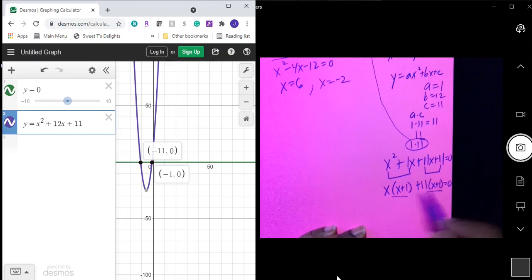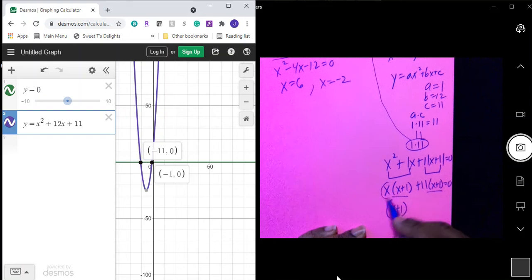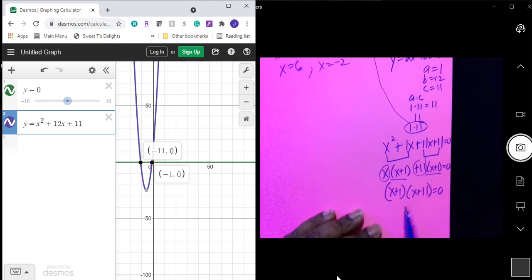So we would take one of these two, which would be x plus 1, and then everything that's on the outside, we will put in its own parenthesis. So the factorization of this is x plus 1 and x plus 11. So we'll set both of these parentheses equal to 0.